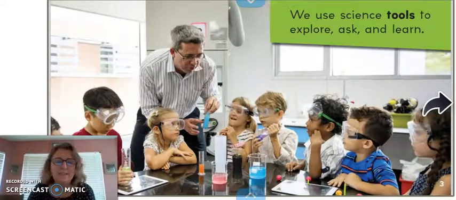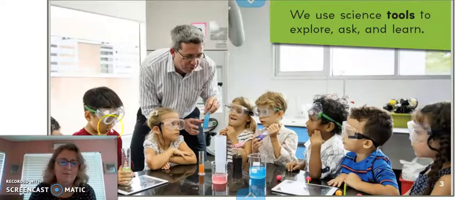We use science tools to ask, explore, and learn. All these kids are wearing goggles. Do you see that? Goggles are science tools that keep our eyes safe.